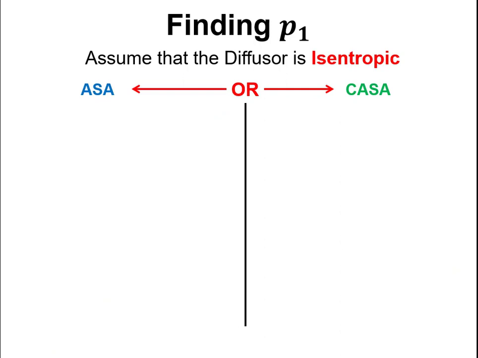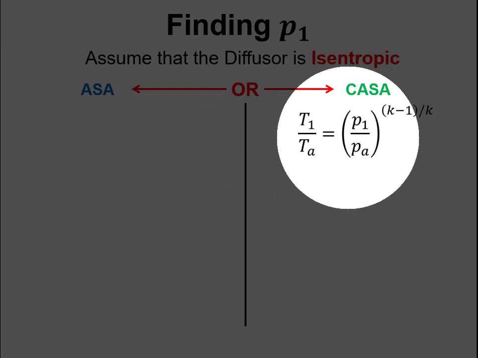I'm going to assume that the diffuser is isentropic. Remember, when the working fluid is air, it's very important to look for these isentropic processes because they'll hold the key for solving the problem. So, because this is an open system, I'm interested in pressure ratios and not volume ratios.